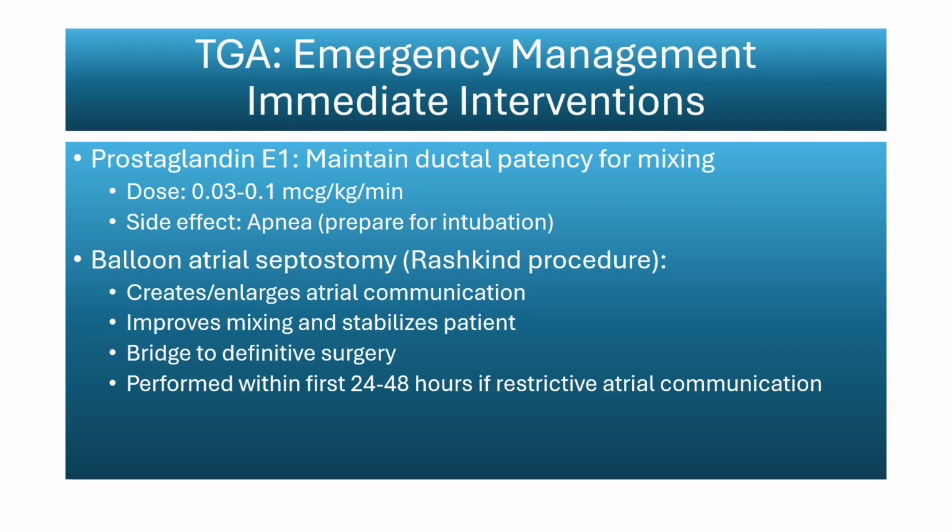If interatrial communication is restrictive, balloon atrial septostomy, also called the Rashkind procedure, provides immediate relief. By enlarging the foramen ovale, left atrial blood can cross to the right atrium, improving systemic oxygen delivery. This intervention stabilizes the infant and serves as a bridge to definitive surgical repair. Timing is critical, and septostomy is often performed within the first 24 to 48 hours of life, when oxygenation cannot be sustained with prostaglandin alone. These measures do not correct the defect, but provide vital stabilization until an arterial switch operation can be undertaken.